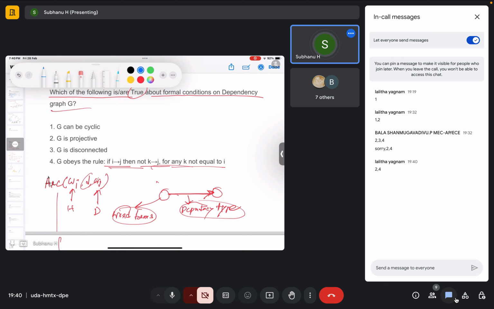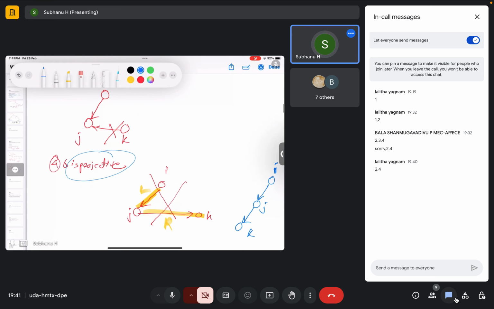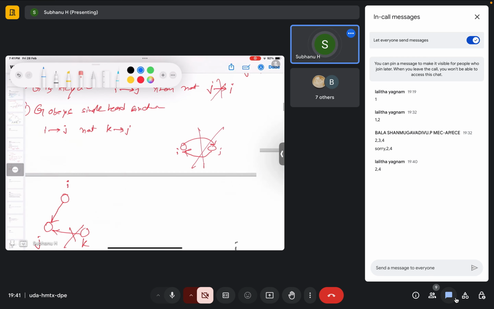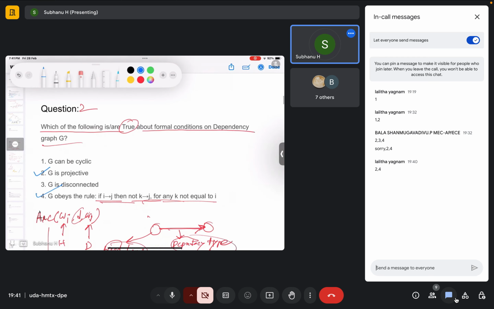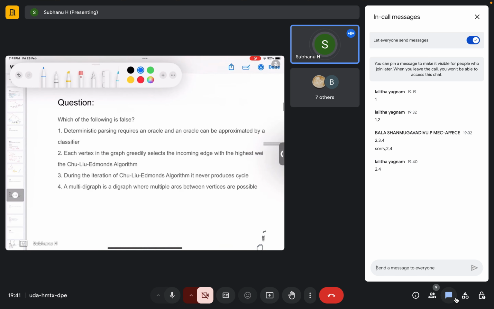Okay, so the correct answer is 2 and 4. Got it? Because G is connected and acyclic. I have shown what projective means. So I think you know why I'm saying 2 and 4. So 2 and 4 is the correct answer. Yeah, fine. Next, come to the second question.